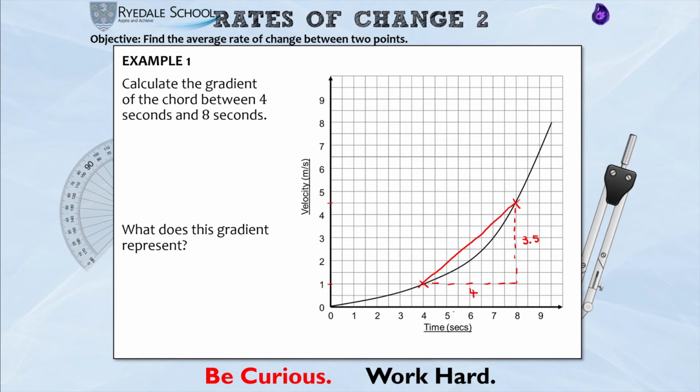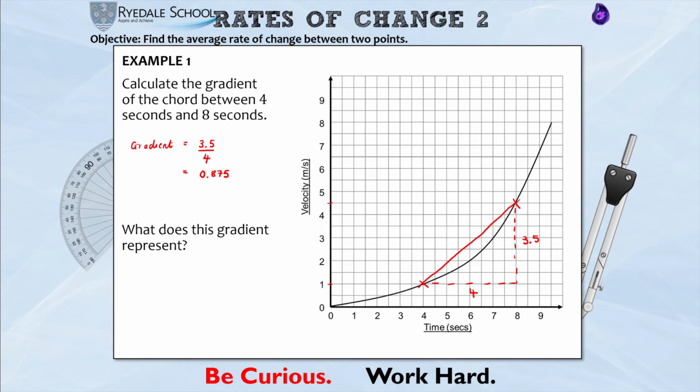So if I'm going to calculate the gradient, I'll write gradient, the change in the y, 3.5 divided by 4. And I think that's 0.875, but probably just worth checking that with a calculator. It's very early this morning and my brain's probably not quite working, but no, it's fine.